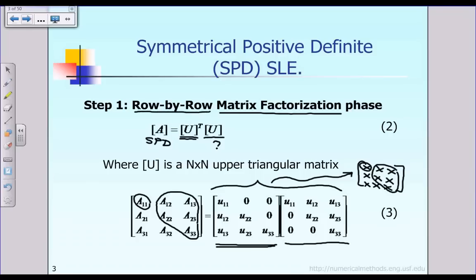The reason I say we want to do row by row factorization is because we want to compute the factorized matrix U in the order of row 1 first, then row 2, and then row 3. That's why we call it row by row matrix factorization. So at the end of step number 1, we should be able to calculate the matrix U.